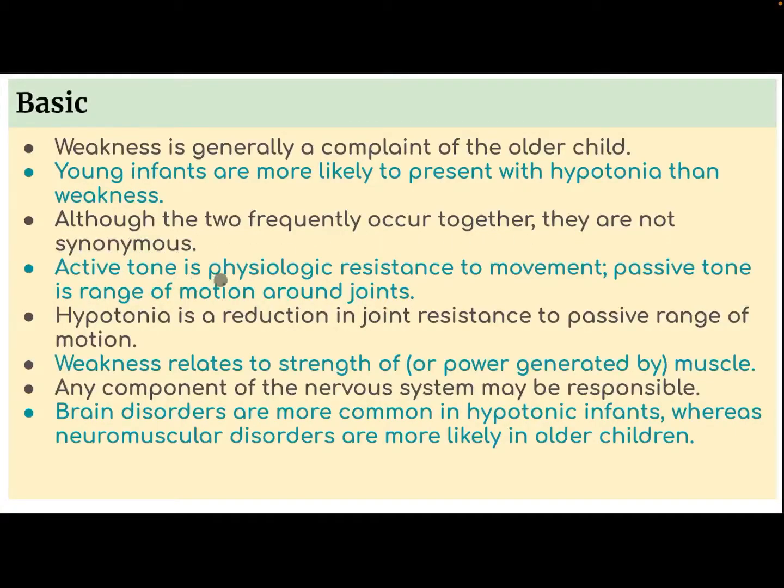Active tone is physiologic resistance to movement. Passive tone is the range of motion around a joint. Hypotonia is a reduction in joint resistance to passive range of motion. Weakness is related to the strength or power generated by muscle. Any component of the nervous system may be responsible. Brain disorders are more common in the hypotonic infant, whereas neuromuscular disorders are more likely in older children.